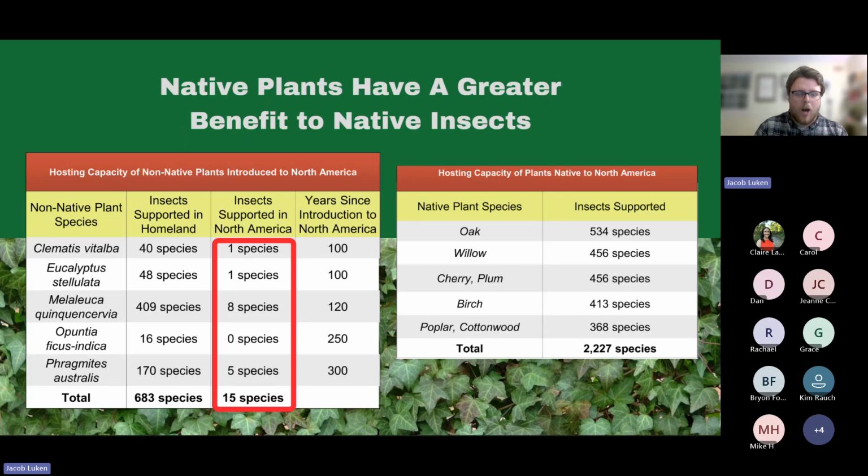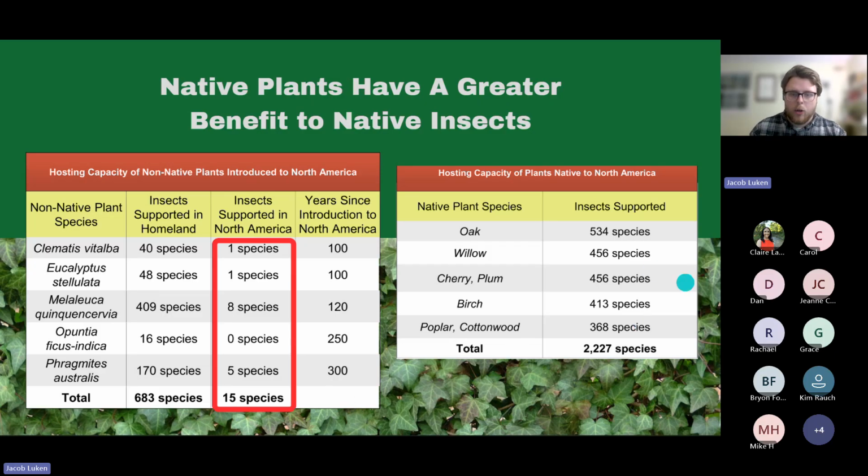And it's not that our insects just haven't figured out how to use them. Some of these invasive plants have been here for decades or hundreds of years. It's just that we have not had the evolutionary time for these insects to actually learn how to use them.